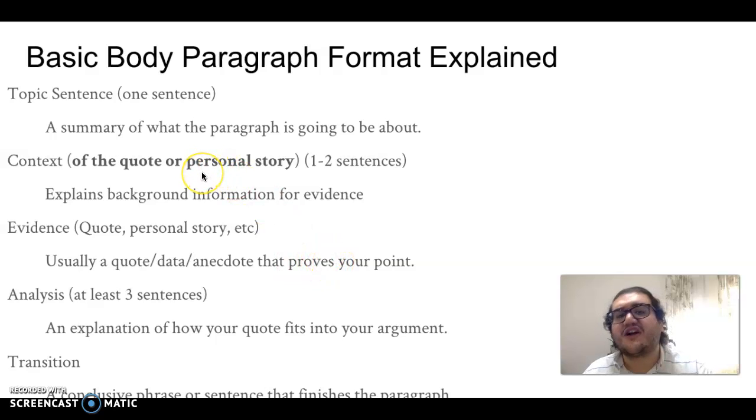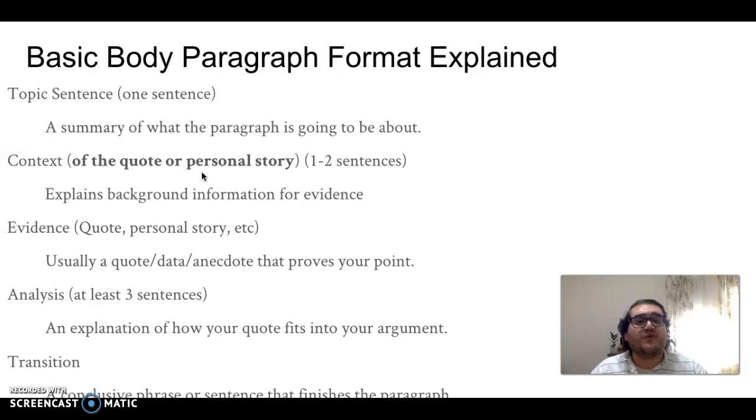So what this means is that context explains where your quote is coming from or where your evidence is coming from. All this means is that if one has a quote, you're just literally explaining where that quote comes from. If you have a personal story, you're just setting up background information of how that personal story occurred. What's the point of context? Well, you always want to assume that your reader has not read what you have read.